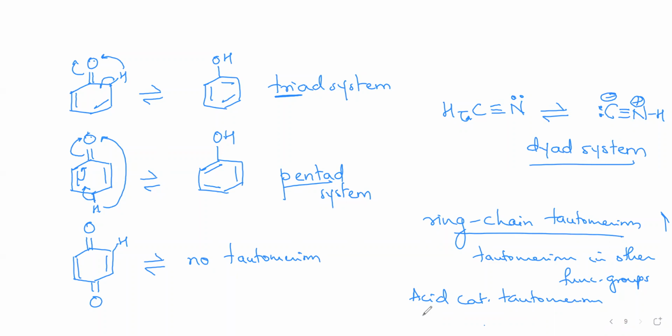So next class also I'll continue with tautomerism only. Acid catalyzed and base catalyzed tautomerism. So these are the parts still remaining, which I'll be taking in the next class. Next class, I will complete tautomerism and I'll be solving the booklet first exercise with you all. Fine.